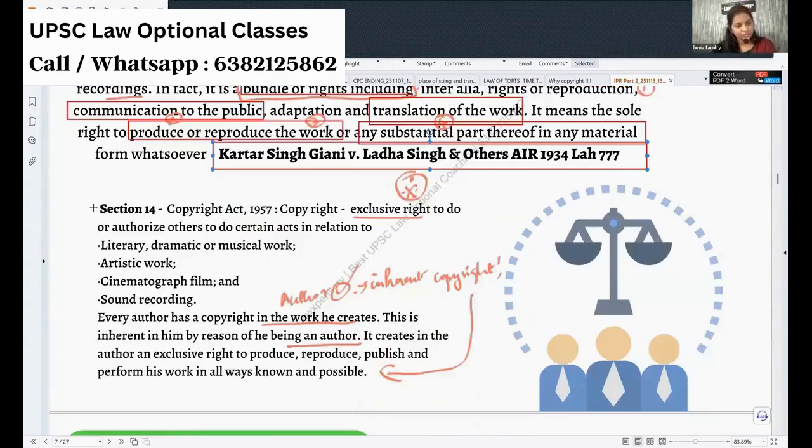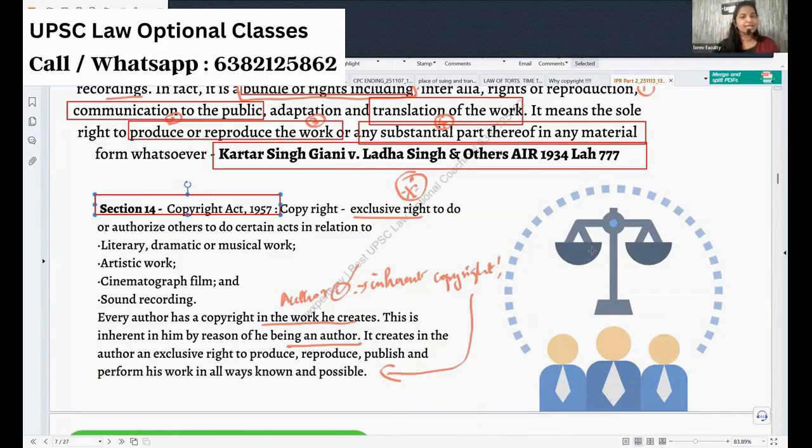Now coming to Section 14 of the Copyright Act, which actually defines it. When we are talking about definition, I recommend you to always write the section, the definition, and also a supporting landmark case law. That's how you differ from your competitor. Okay, that's why I have given you both.